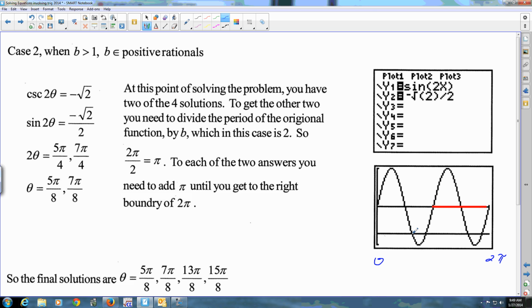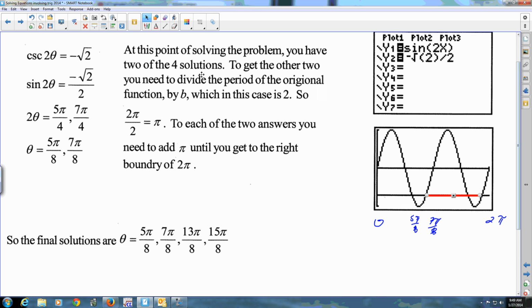This answer here was 5 pi over 8, and that one was 7 pi over 8. What I need you to see is that this answer is going to repeat itself pi units later, and this answer, 7 pi over 8, is going to repeat itself pi units later. So I take 5 pi over 8 and add pi to it to get the other answer, and you take 7 pi over 8 and add pi to it to get the other answer.